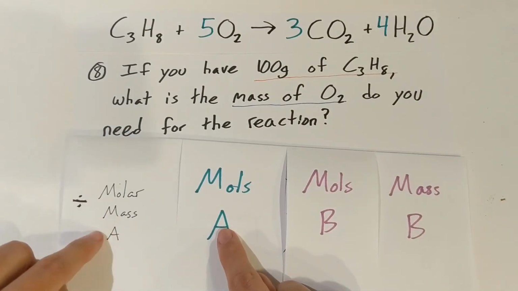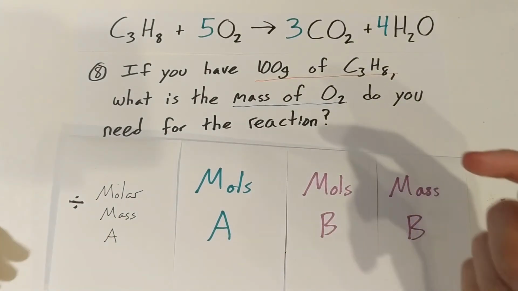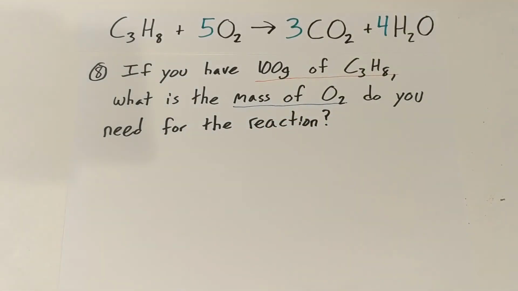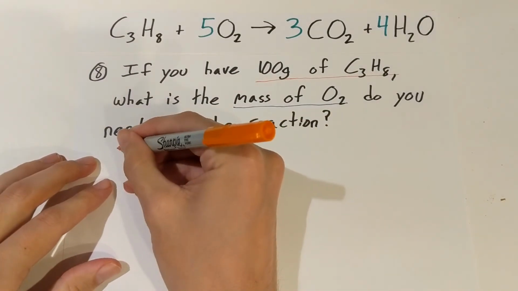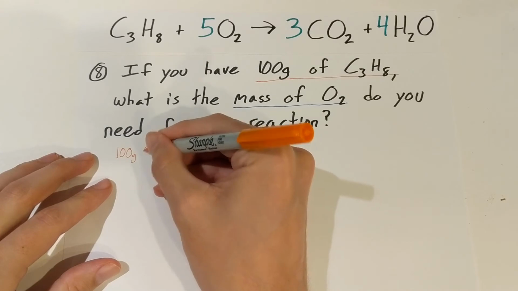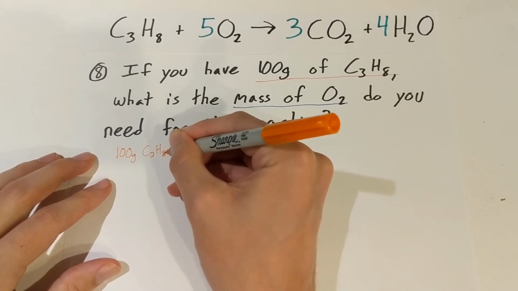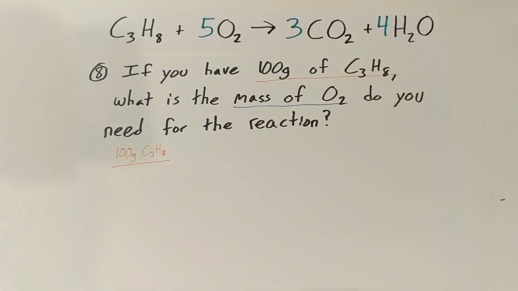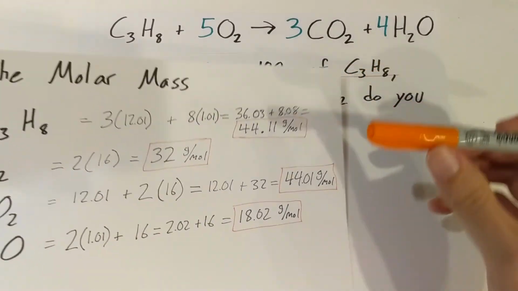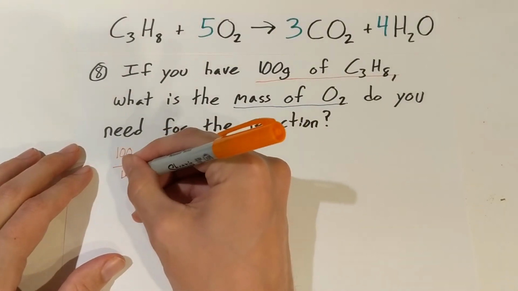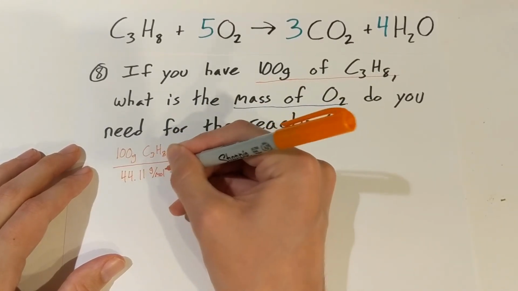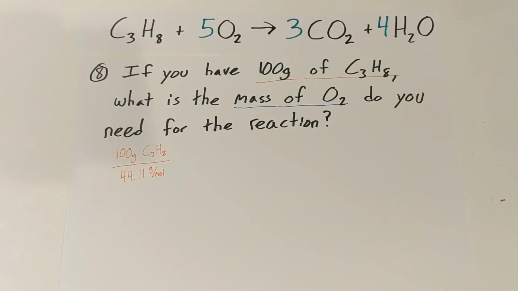We need to divide by our molar mass to get the moles of propane. So let's start off by doing that. We have 100 grams of propane, C3H8. All we have to do is divide it by our molar mass. The molar mass of propane was 44.11 grams per mole. I need to grab a calculator really quick so I can do this.